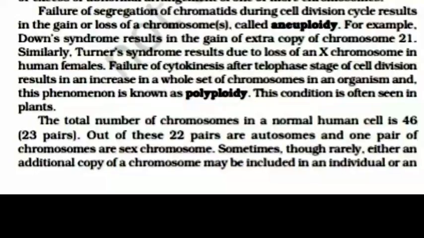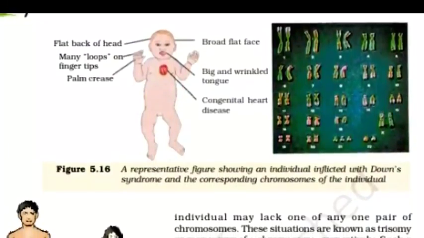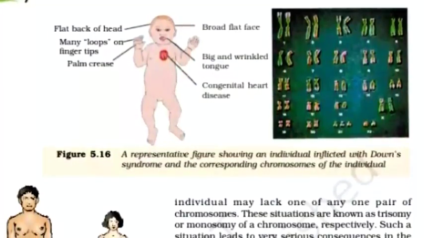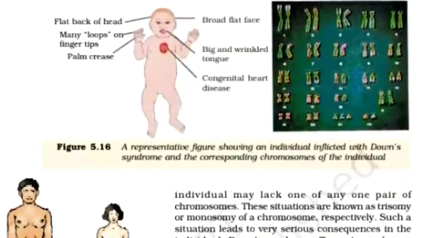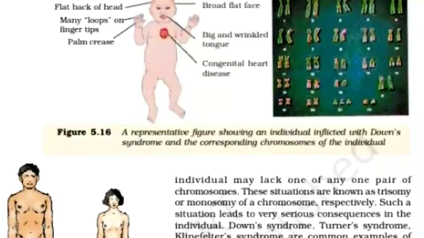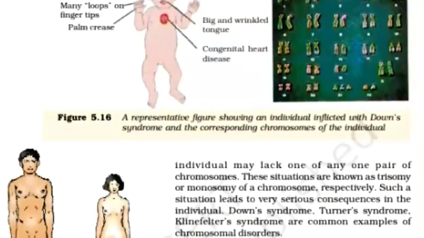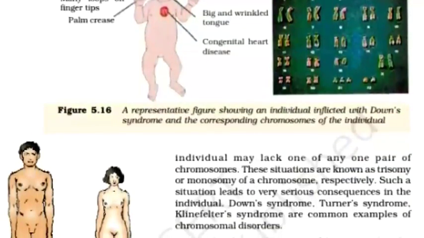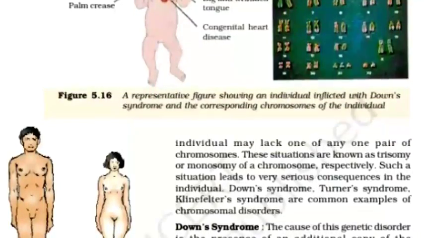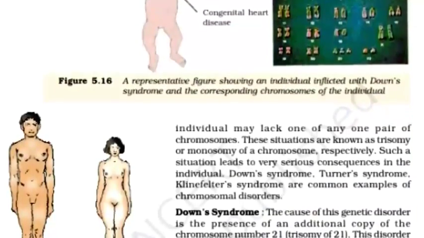Out of these, 22 pairs are autosomes and one pair are sex chromosomes. Sometimes, though rarely, either an additional copy of a chromosome may be included in an individual or an individual may lack one of any one pair of chromosomes. These situations are known as trisomy or monosomy of the chromosome, respectively. Such a situation leads to very serious consequences in the individual. Down syndrome, Turner syndrome, Klinefelter syndrome are common examples of chromosomal disorder.